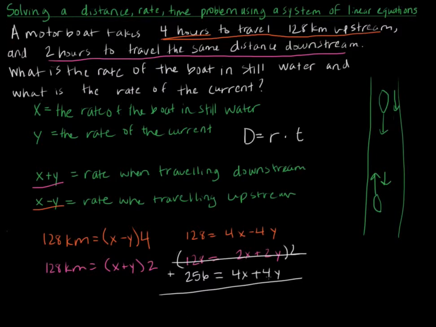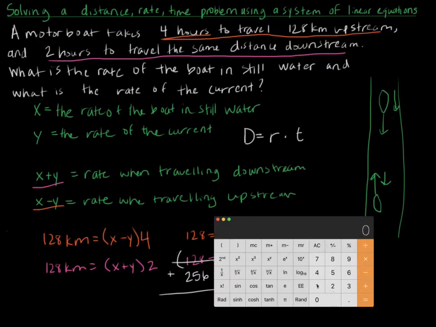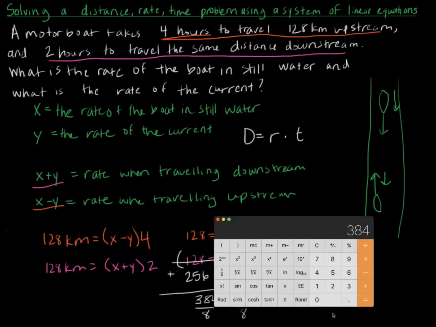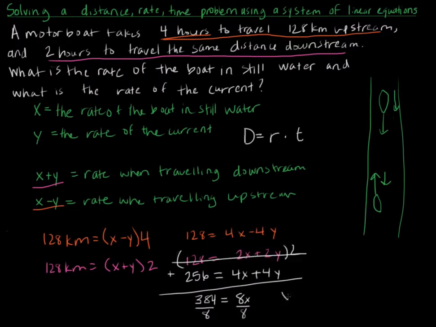Okay, so now we'll add these two equations. So when we add these two, we'll get 8x plus 0y equals 128 plus 256, which is 384. So 384. Now we want to divide both sides by 8. So 384 divided by 8 is 48. So x equals 48.